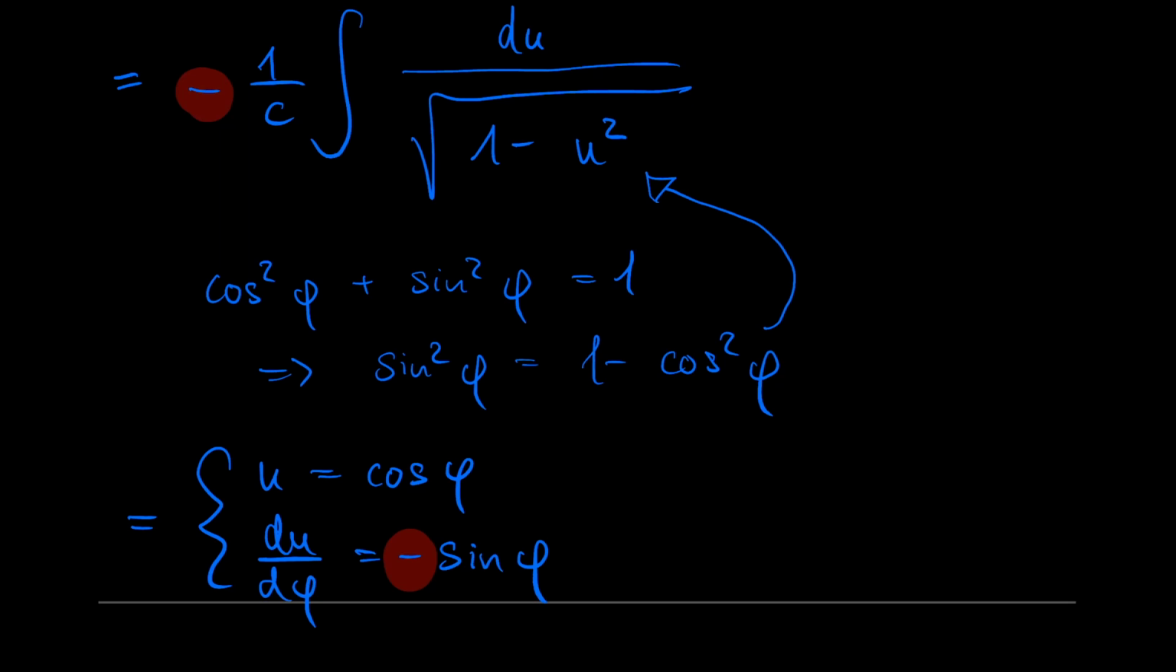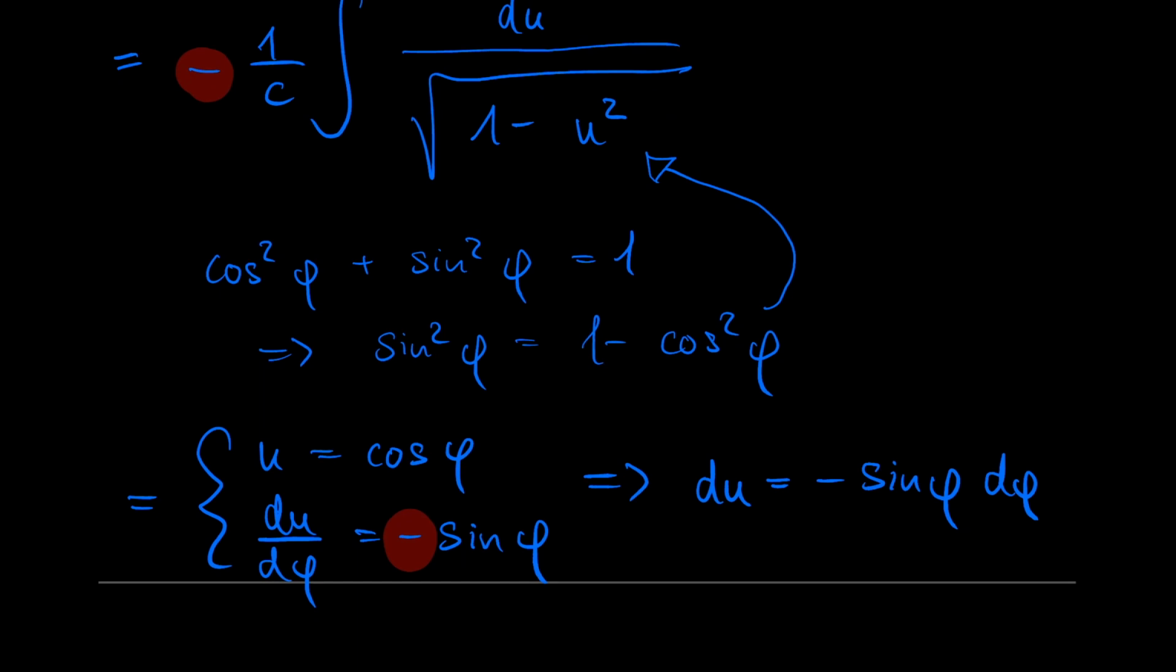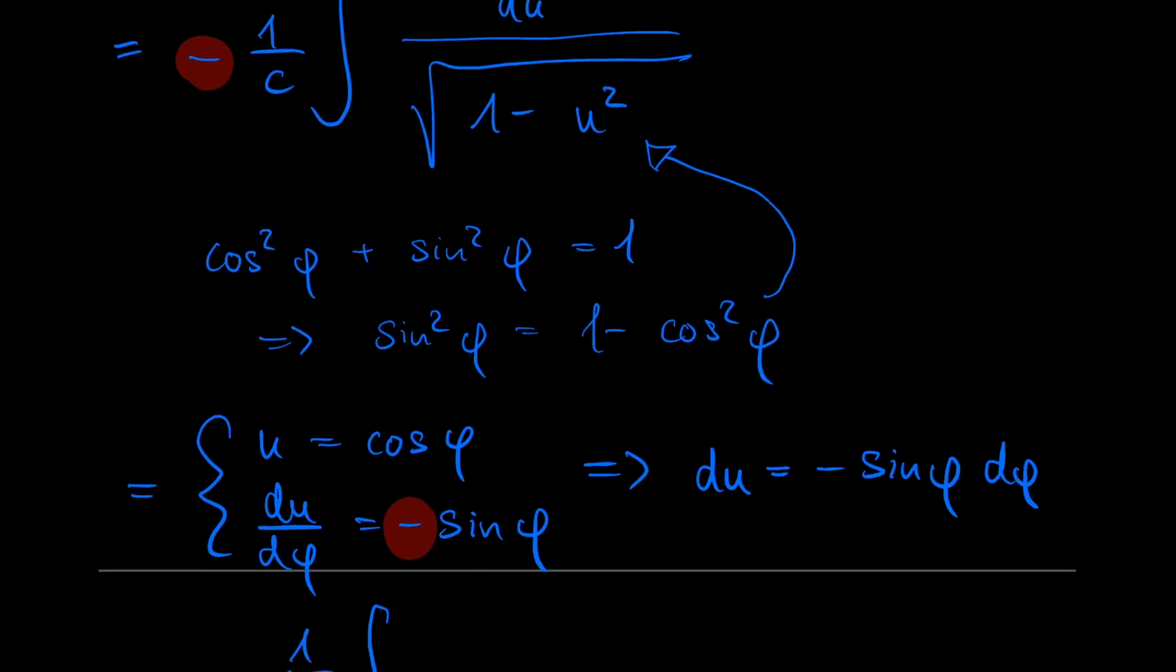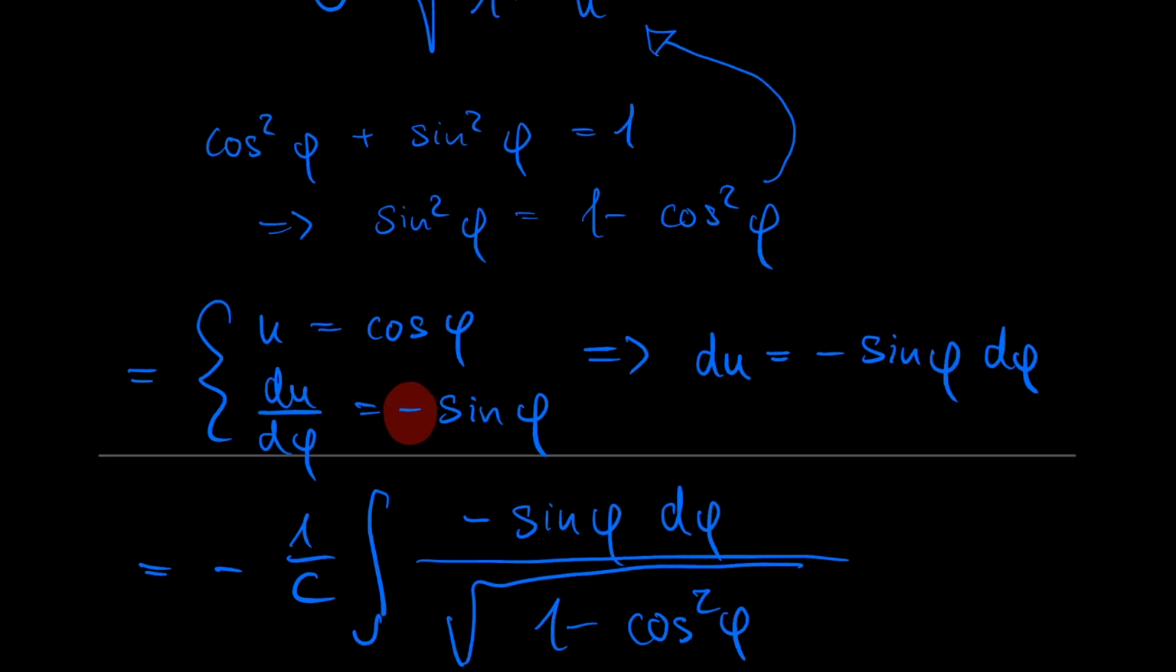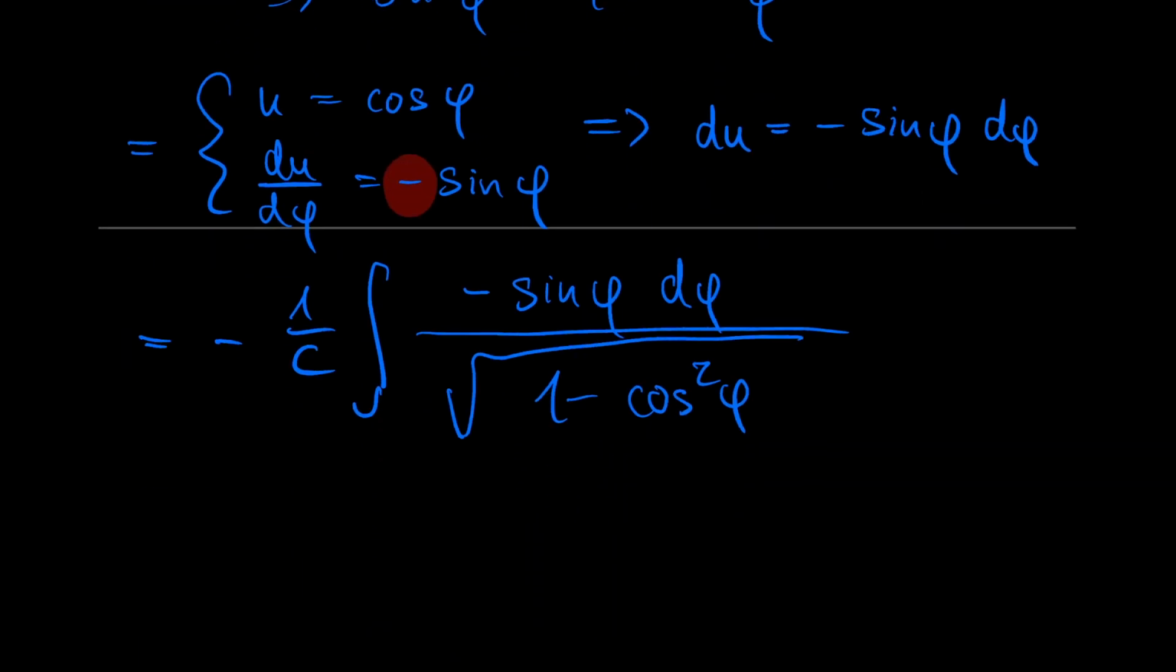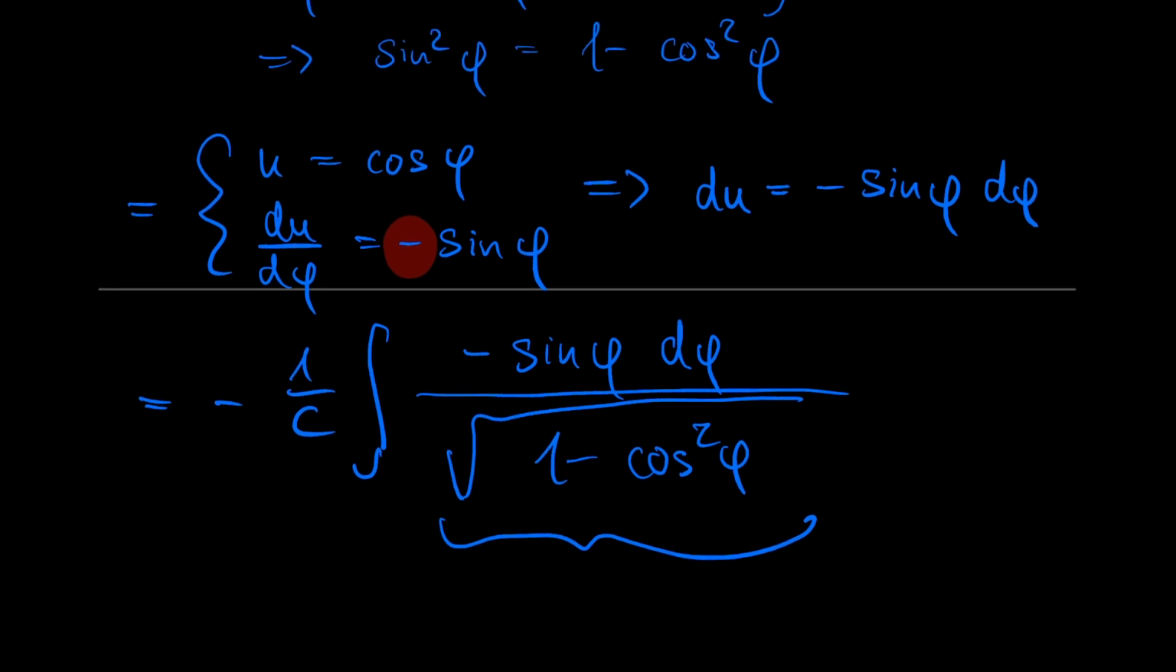Alright, so we have minus sine phi, and this means that du is equal to minus sine phi times d phi. Now we plug that into the integral, so we have minus 1 over c times the integral of minus sine phi d phi divided by the square root of 1 minus cosine squared of phi. And the cool thing is that this square root, the square root of 1 minus cosine squared of phi, is sine of phi.